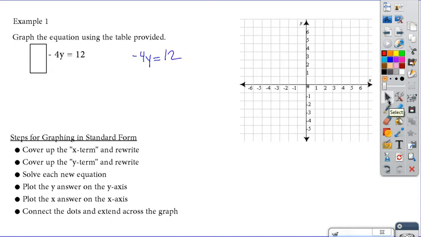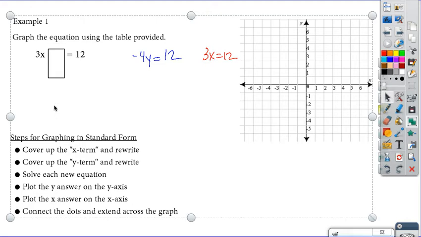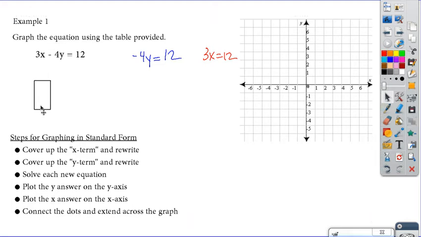Okay, the second step is to cover up the y term and write down what you see. So I'm going to write that down. I see 3x equals 12. All right. Solve each new equation. So when I solve the equation for y, I'm going to divide by negative 4. Okay, so I end up with y equaling negative 3. When I solve the equation for x, I'm going to divide by 3. I get x equals 4.